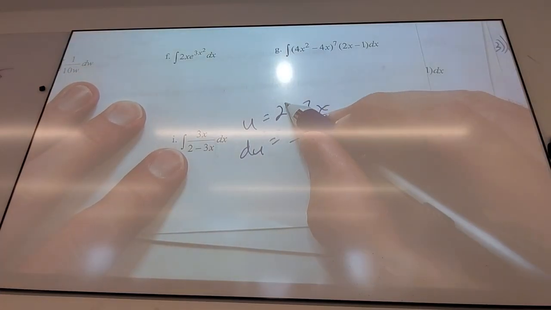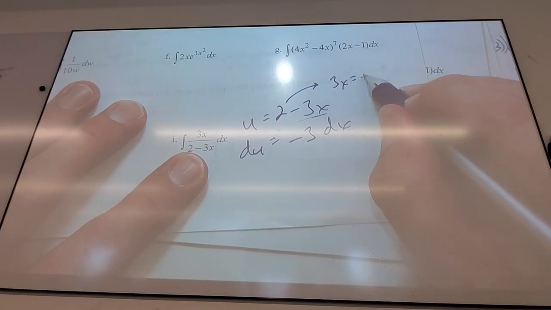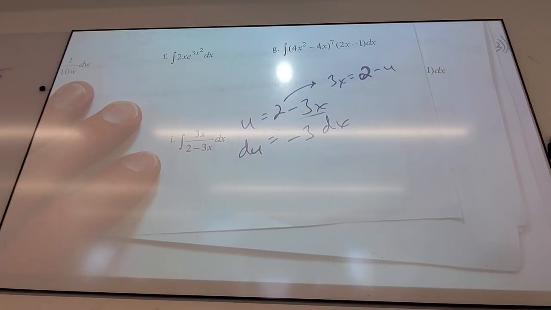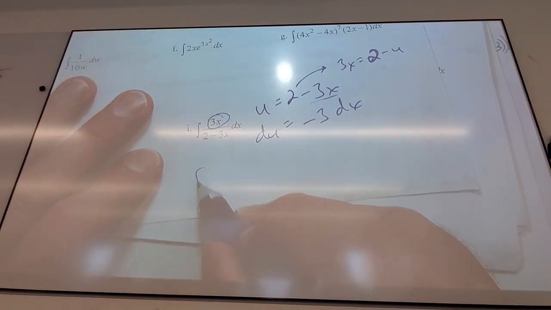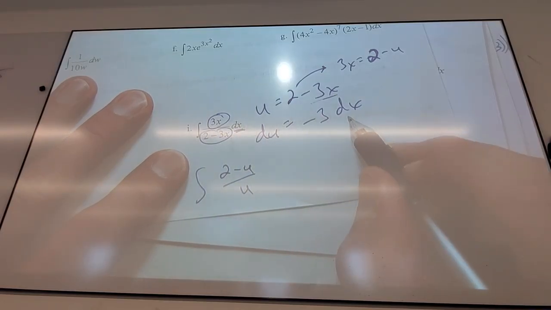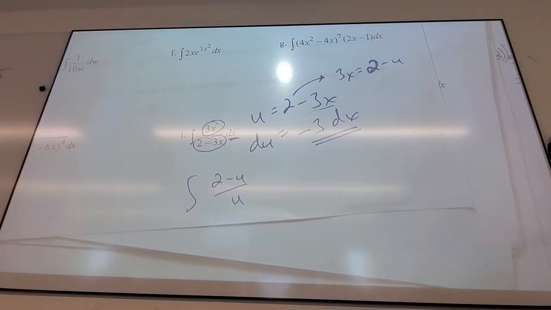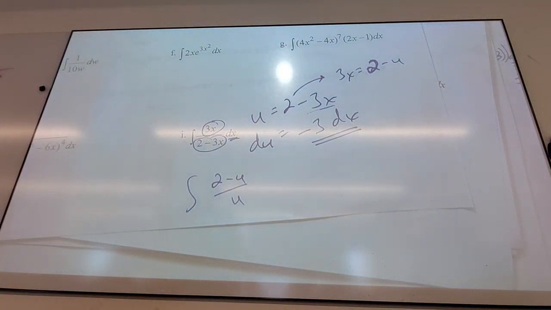You ready for this? If I solve this for 3x, isn't it 3x equals 2 minus u? Yes? So 3x is 2 minus u, and 2 minus 3x is u. Is everybody semi with me? That was the trick. That was the next phase of u-sub. If I say u equals stuff with x, I could solve for x and see what x is in terms of u, and that could be useful.